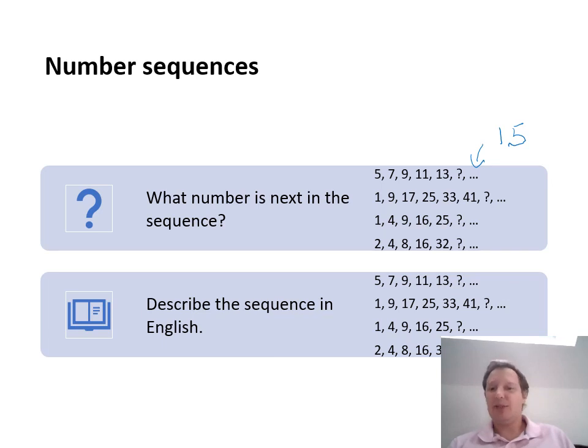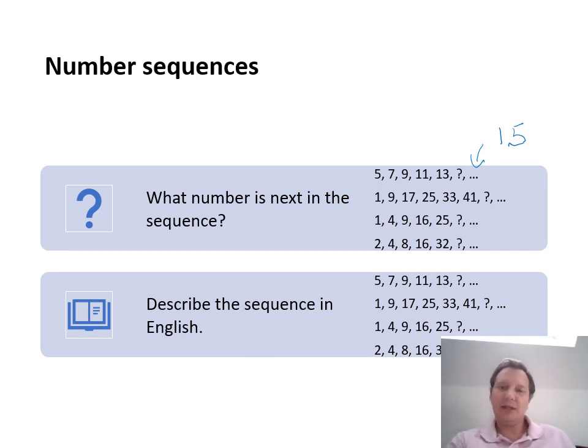Another way that we could potentially describe this sequence is that these are odd numbers starting with 5. And as we will see, there are often several different ways to describe how numbers in a sequence are generated. Not always, but that's often the case.